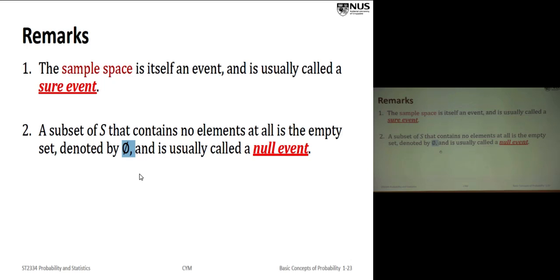So we're going to use that. It's called a null event. Why is it called a null event? Because basically the empty set is something which doesn't contain anything. It's called null because it cannot happen. That's what we're going to think about.